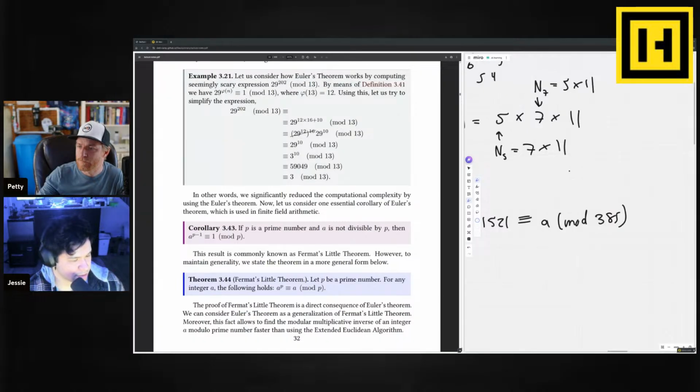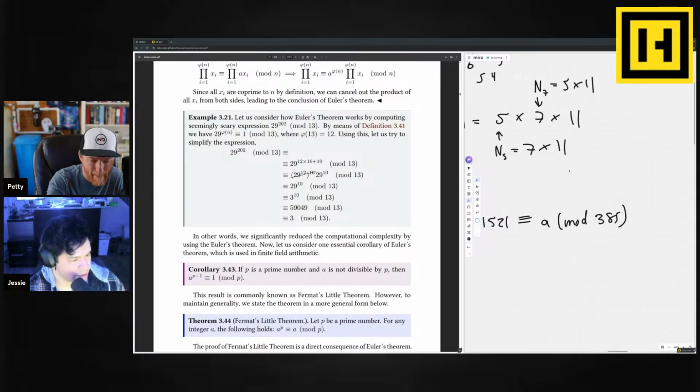Let's go back to your question. 29 to the power of 12 times 16. There must have been something up here. Maybe it's this right here. So phi of 13 is equal to 12. It's right here. Where's here?